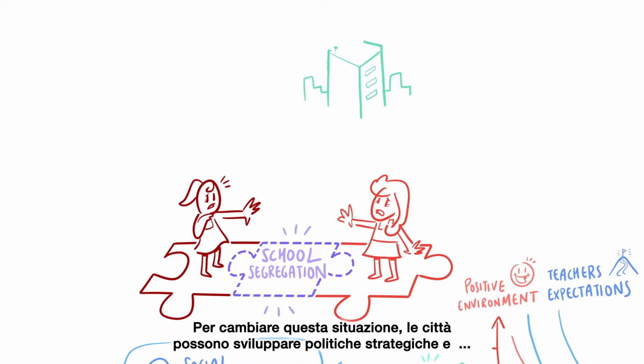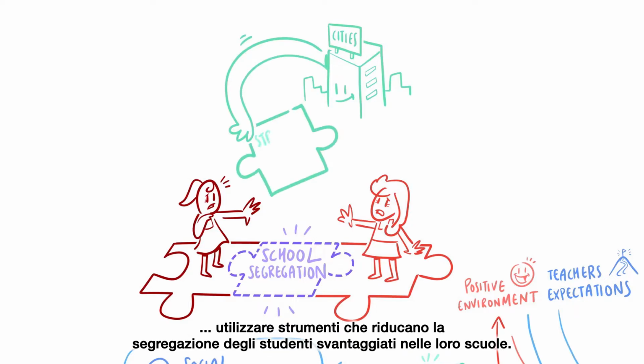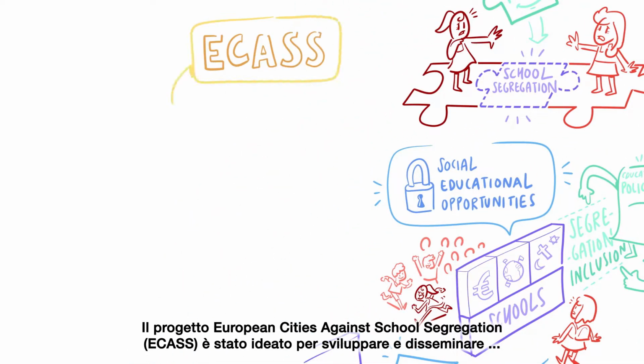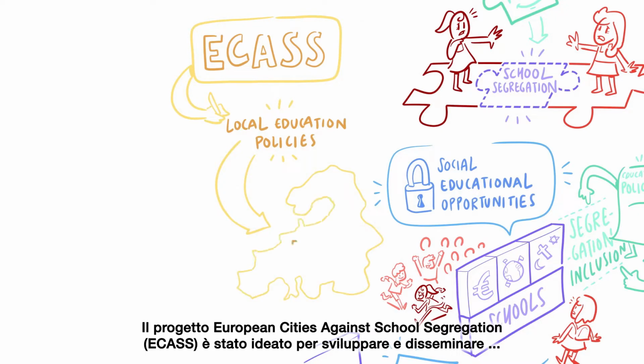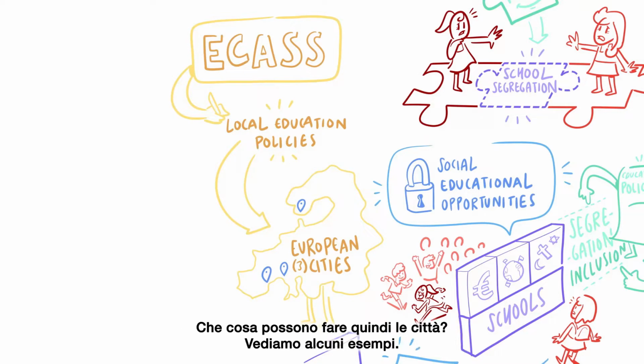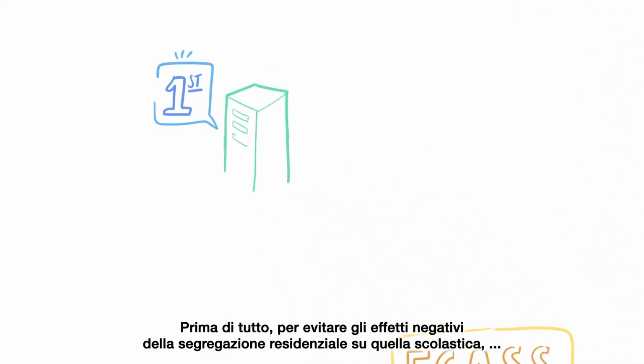To change this, cities can develop strategic policies and use instruments to reduce the segregation of socially disadvantaged students in their schools. The European Cities Against School Segregation (ECAS) project has been designed to develop and disseminate local education policies in 3 European cities to tackle school segregation. What can cities do? Let's see some examples.